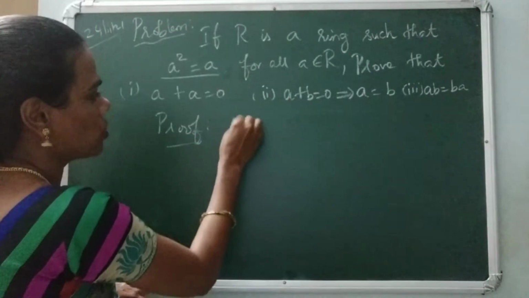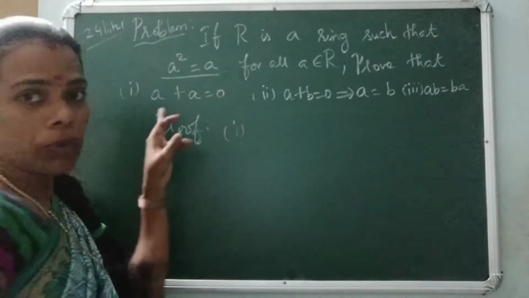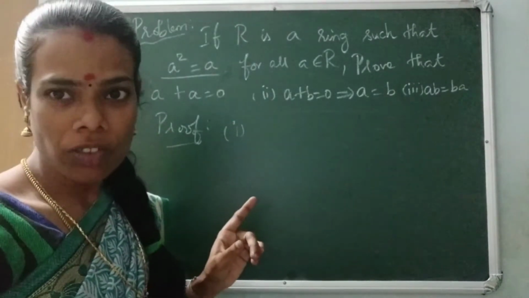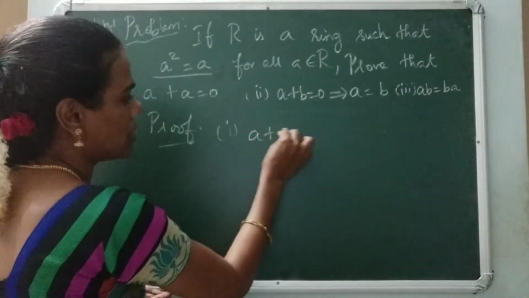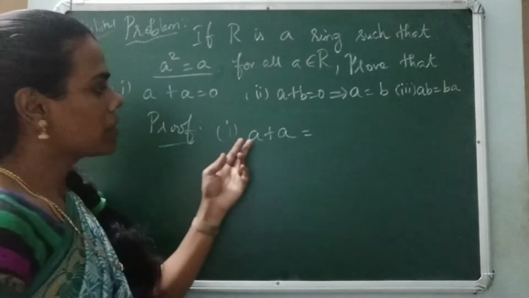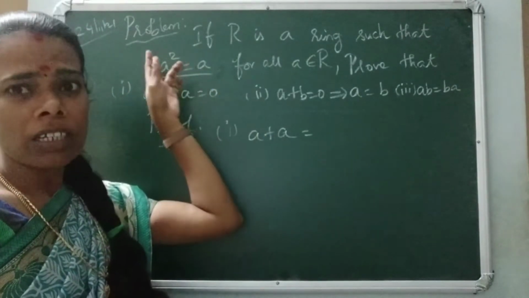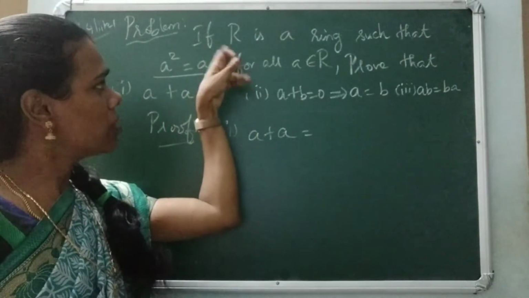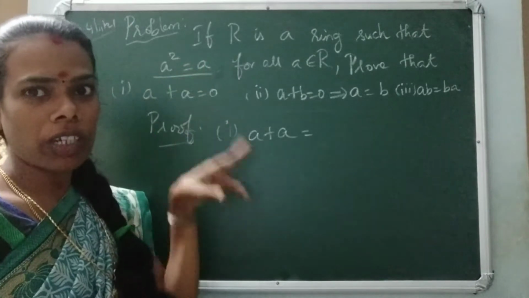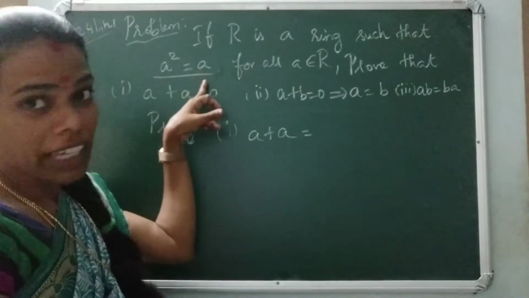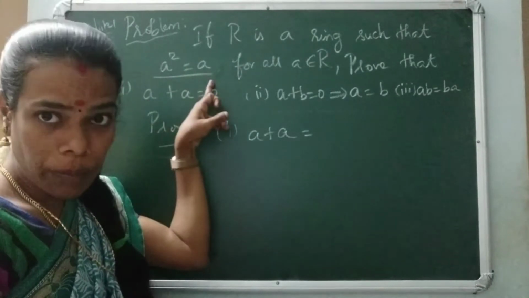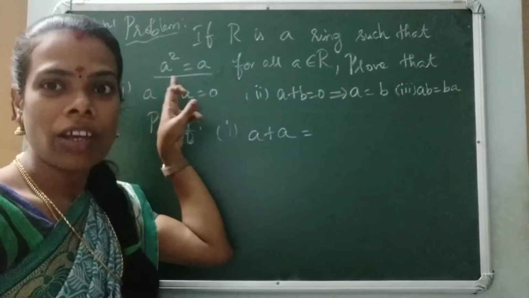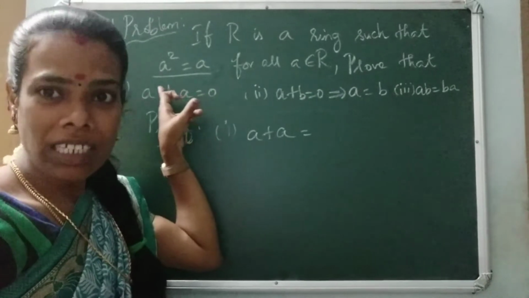Proof of the first one: you have to prove a plus a equal to 0. So you have to take the left side. So left side is a plus a. See here, this a belongs to R. So this R satisfies what condition? A square equal to a. So you can write any element a as a square. If you are taking b, you can write b square. If you are taking c, you can write c square.